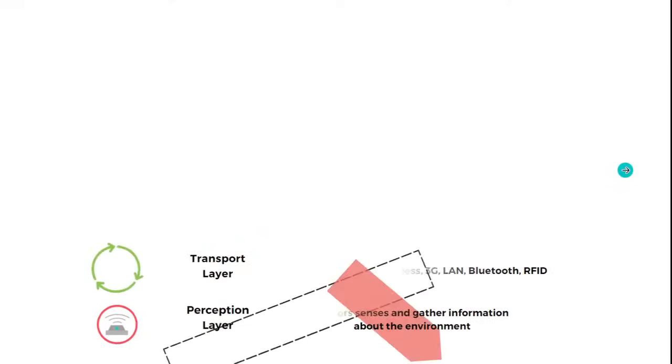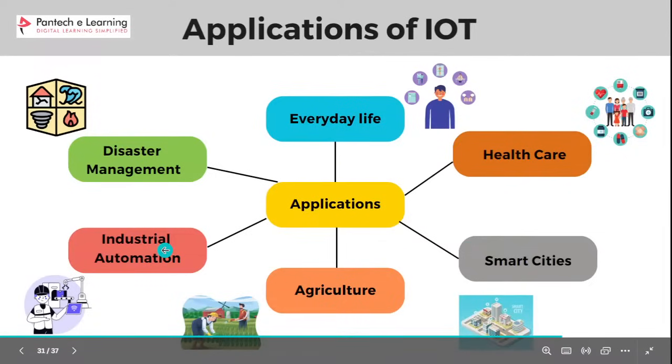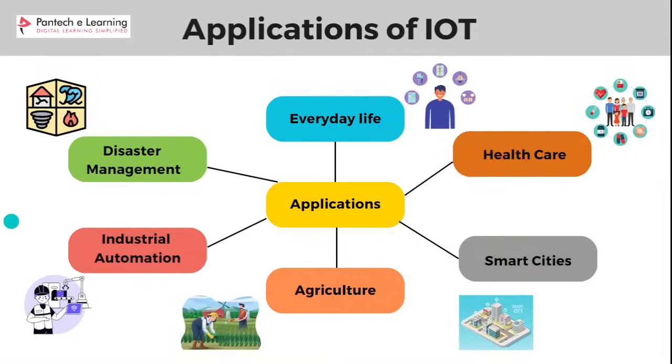Now let's move to the next topic, which is applications of IoT. This is the last topic. What are the applications? We can say so many. Here I have put some of them: everyday life, healthcare, smart cities, agriculture, industrial automation, and disaster management. First let's get started with IoT in everyday life.